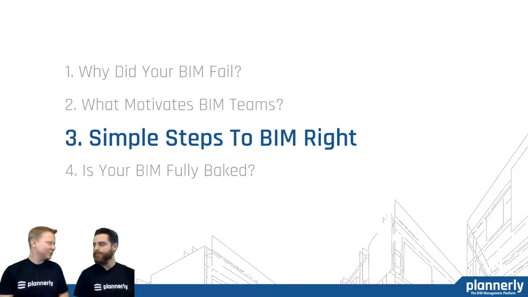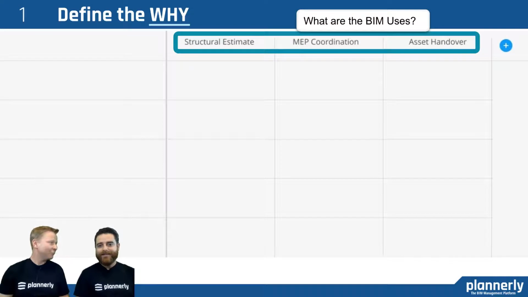Let's talk about the simple steps in order to get the right BIM, or get BIM right. Of course, we need to define the why. Why are we doing BIM in the first place? What is the purpose? And this will help us set up those major milestones within the project that we can then define with scope.